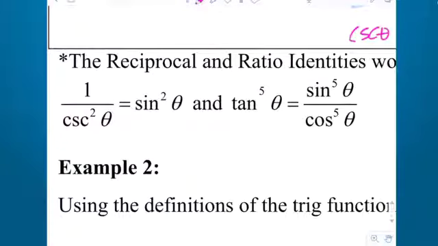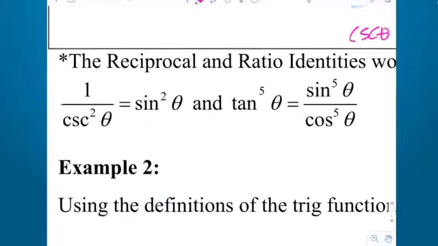So 1 over cosecant squared, that's the same thing as 1 over cosecant times 1 over cosecant, right? Because that's what cosecant squared means. When it's written like that, it's cosecant times cosecant. Well, what's 1 over cosecant times 1 over cosecant? It's sine times sine, right? Which would be sine squared. So 1 over cosecant squared is just sine squared.